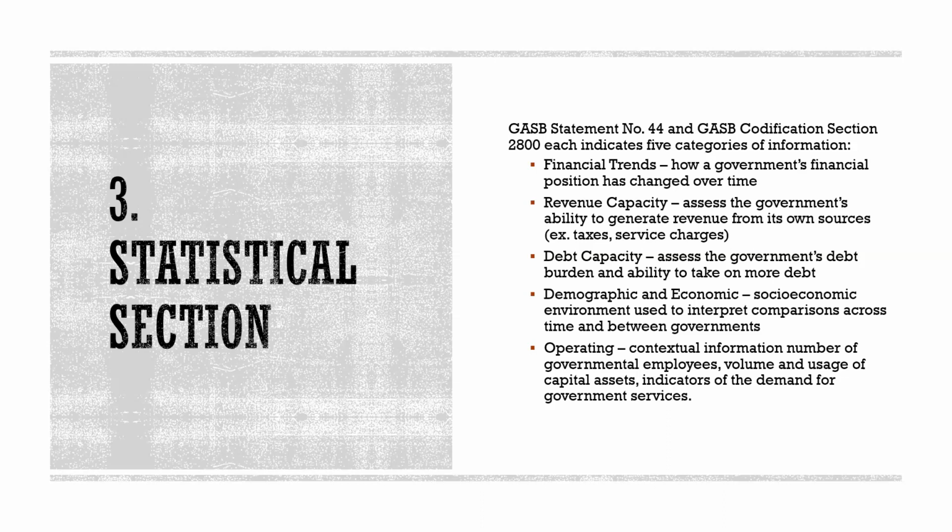The next one is revenue capacity. And really what this is, it's the government's ability to generate revenue, right? So this is mostly going to be taxes. That's typically what you see here because they're generating the revenue here. You can also see service charges, like if you go to the airport here in Springfield and you park, that is a service charge the city of Springfield is charging you. So that's not a tax, but it is another source of revenue generation for the city of Springfield.